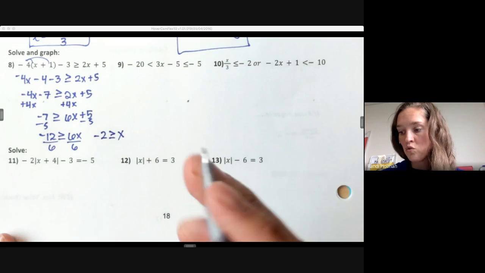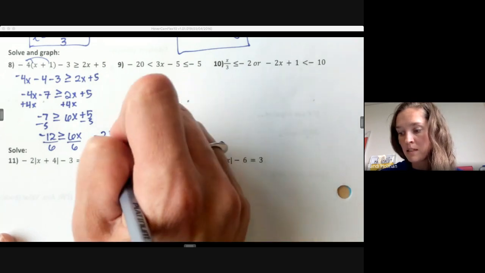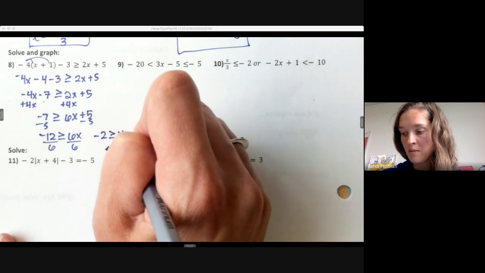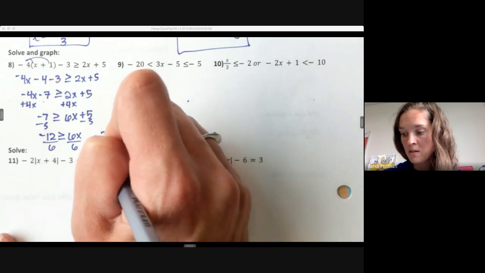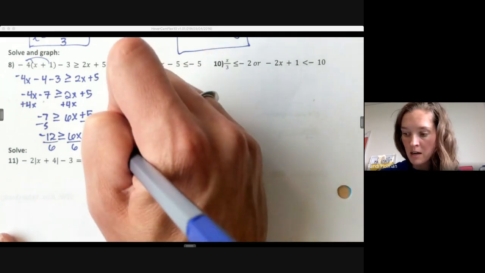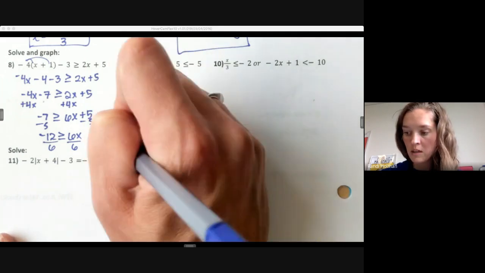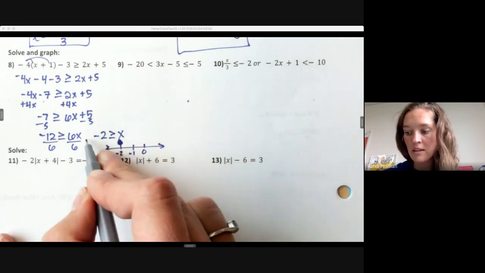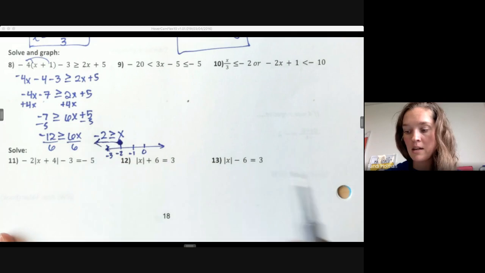Okay, if I want to graph this, I'm going to give myself a number line. Make sure I know where I'm at on my number line. And negative 2 is our breakpoint here. It's or equal to, so we're going to include it by coloring it in. And then the variable is smaller than that. So smaller numbers on our number line are to the left.